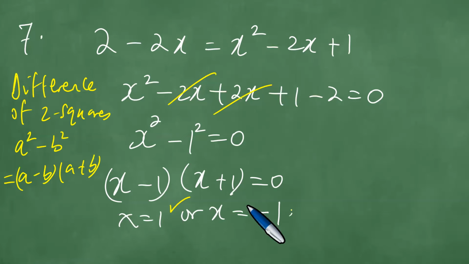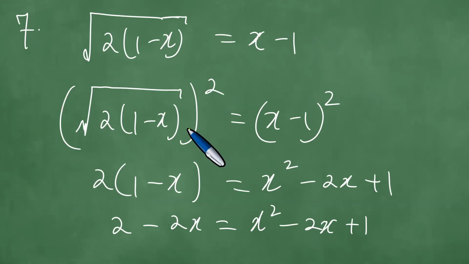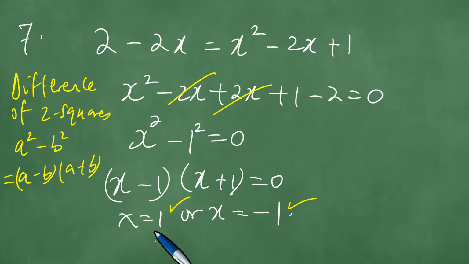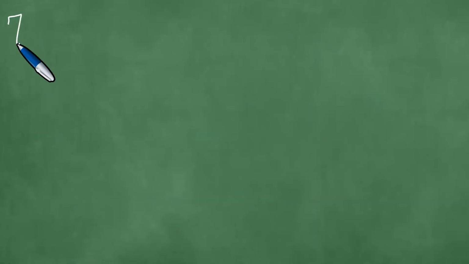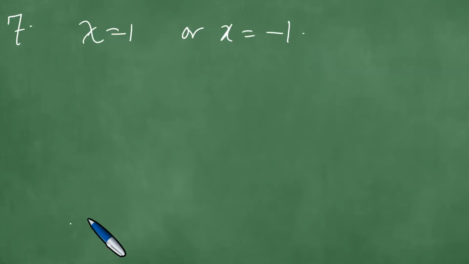Okay, that's the answer. But you need to continue to check what you're getting. So you need to check the answers. Because all of these problems are done through squaring, you need to check the answers, because the problem with squaring in mathematics is it introduces unwanted solutions. So one of these might not be the solution to this, but we need to check. So we have x equals 1 or x equals minus 1, and we need to check these.